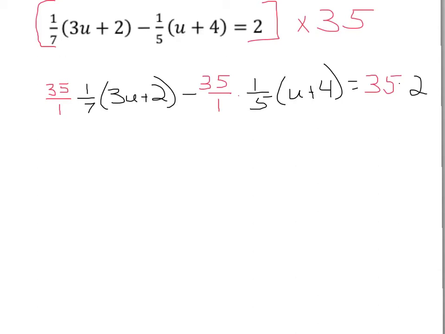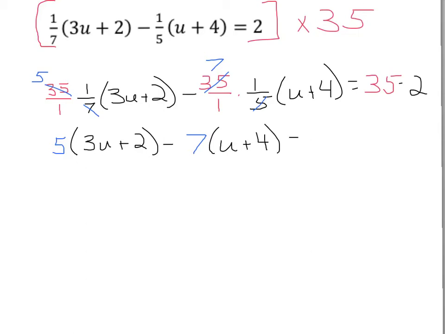Okay, let's look at the left. In 35 over 1 times 1/7, we can reduce. 7 goes into 35 5 times. So we're left with, in the numerator, 5 times 1 is 5, and in the denominator we're left with 1. So the denominator essentially goes away, and we have the whole number 5. So you see how that cleared that fraction? Instead of the 1/7 up here, we now have a 5. So we're going to multiply that 5 by 3u plus 2. Now let's look at the second fraction. 5 goes into 35 7 times, so we have 7 times u plus 4, and then on the right, 35 times 2 is 70. So now we've gotten rid of our fractions.